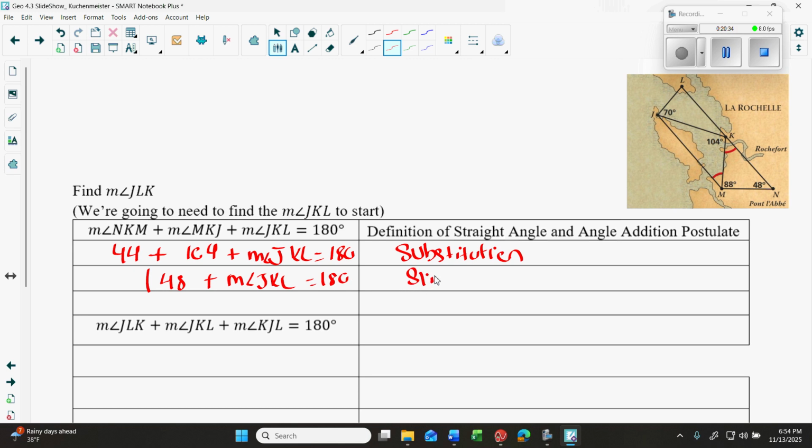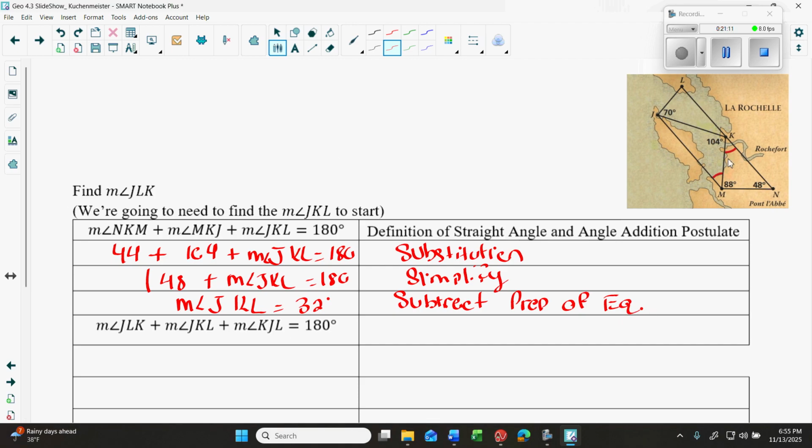And then simplify. Subtract 148 from both sides to get 32. We get measure of JKL, sorry, equals 32. And that is subtraction property.